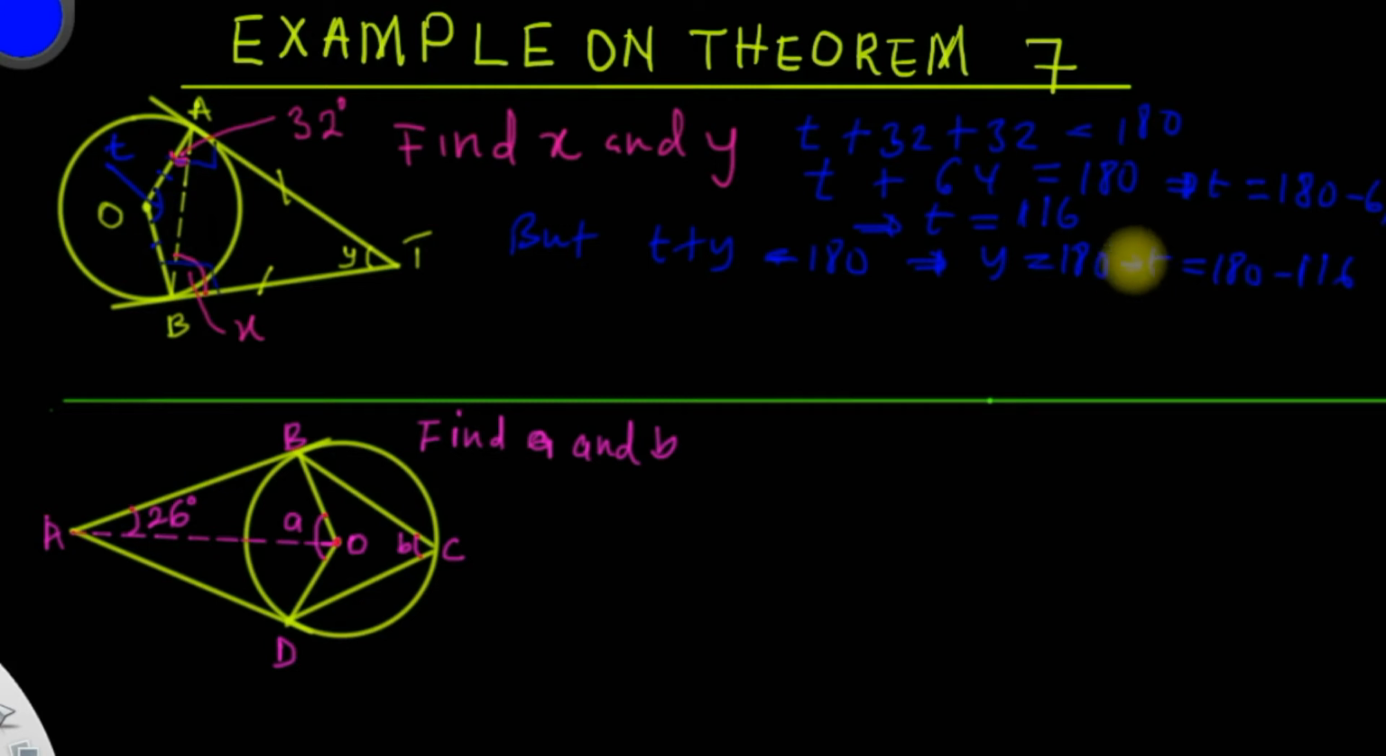So y is equal to 180 minus t. This is a minus sign. 180 minus t, and t is 116. So we have 180 minus t, which is 116. So this implies that y is equal to 64. So y is equal to 64 degrees.